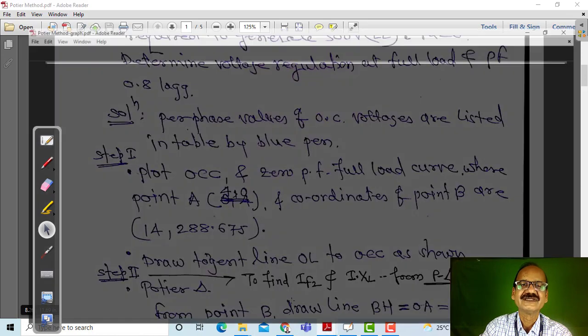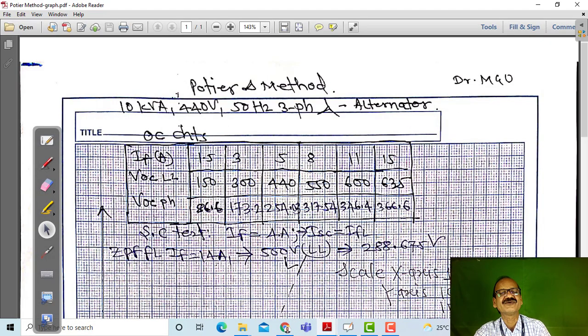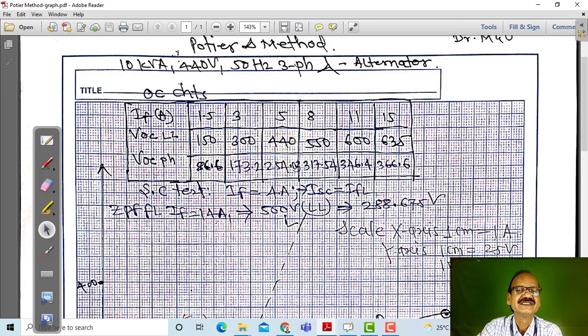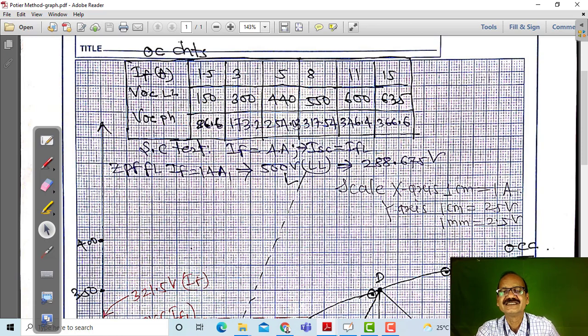Now pay attention. Every data is taken over here, the open circuit characteristics and the 0 power factor characteristics. In the short circuit test, IF equal to ISC equal to 4 ampere, it is given. The field current required is 4 ampere on the 0 power factor full load curve. The 14 ampere excitation is required to generate 500 volt line to line, that is equal to 288.675. Now take the proper scale. On the x-axis is the field current, and 1 centimeter equal to 1 ampere is considered. For the y-axis, 1 centimeter equal to 25 volt is considered.